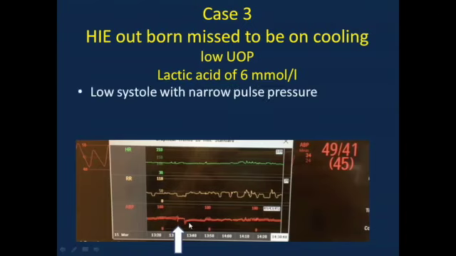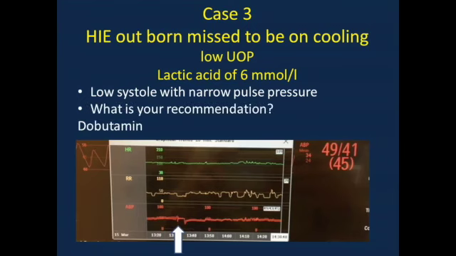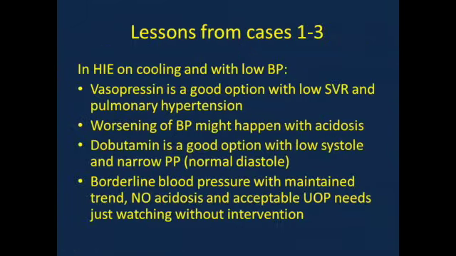The reasonable support in this situation is to give dobutamine. So you have low systole, narrow pulse pressure, and there is no significant increase in the diastole. That's normal diastole, so there is no significant increase in the systemic vascular resistance. But this heart might be affected by the significant hypoxic ischemic insult. After a small dose of dobutamine, the pulse pressure improved.